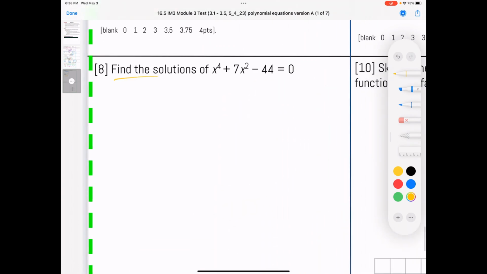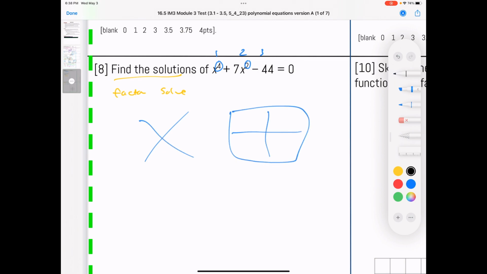Question number 8, find the solutions. So I'm going to try to factor and then let's see if we can solve. We're factoring a higher degree polynomial. Half of 4 is 2. I have 1, 2, 3 terms, so this is a trinomial. You can do it by substitution, but I'm just going to do this. Okay, so my a value is 1. B value is 7.